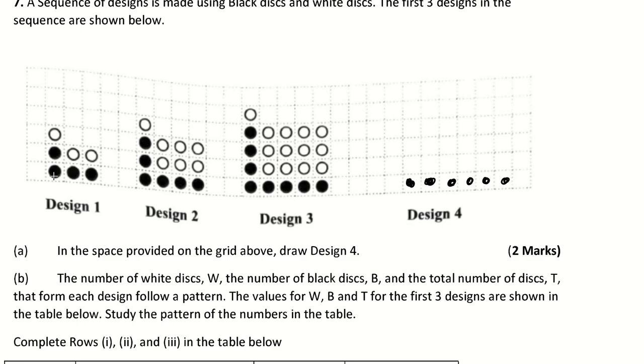Look at the black counters going up. It's also increasing by 1, right? So this is 1, this is 2, this is 3, this is 4, so this would be 5. Right? We see that above the 5 counters going vertically, there's one white counter, so it'll be here. And then the rest is white. So 1 here, 1 here, 1 here, 1 here, 1 here. Right? And that would be the answer for your fourth design. Do we understand that, guys?